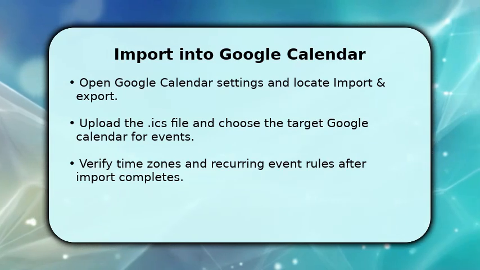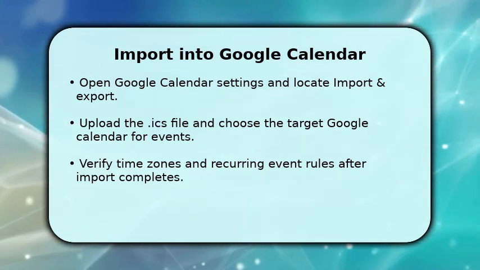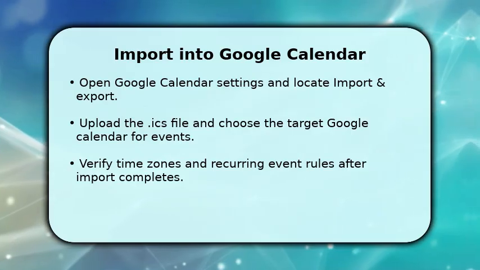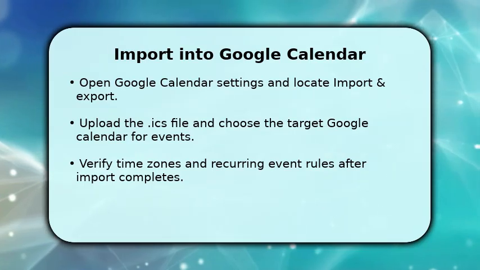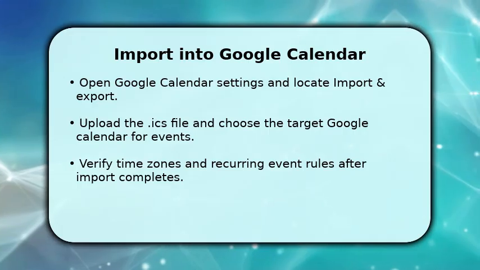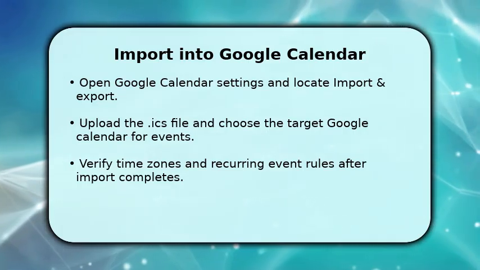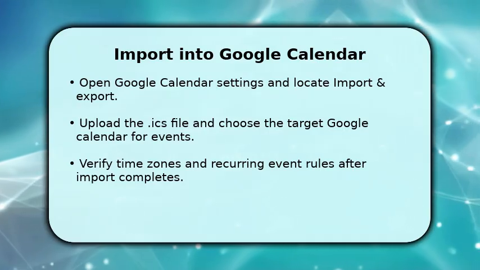Now upload that ICS into Google Calendar via Settings, Import and Export. Choose the Google Calendar you want events to land in. Once uploaded, Google will parse events, but you must check time zone settings and recurring rules because mismatches create duplicates or wrong times.